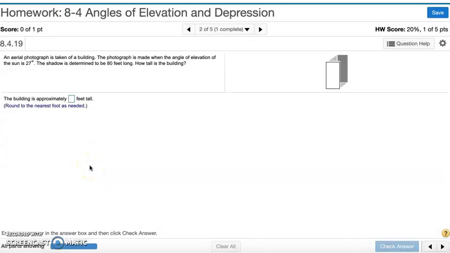Number 2. An aerial photograph is taken of a building. The photograph is made when the angle of elevation of the sun is 27 degrees. The shadow is determined to be 80 feet long. How tall is the building?